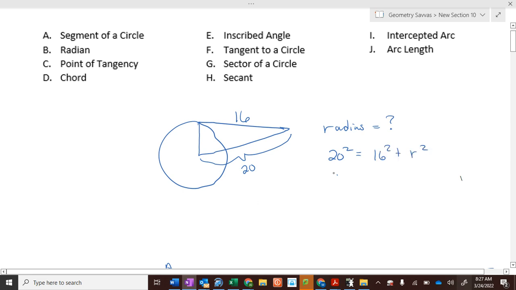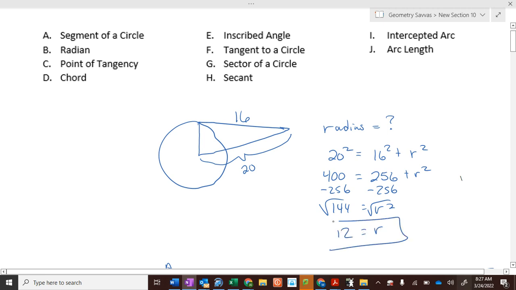Okay? What's 20 squared? 16 squared. So if we subtract 256 from each side, we get 144 equals r squared. If we take the square root, what is r? 12. There we are.